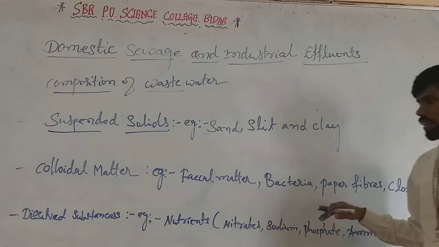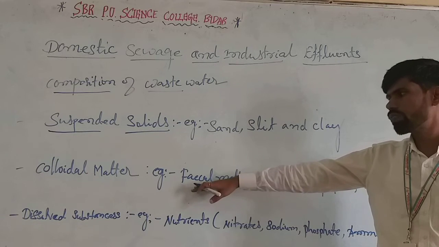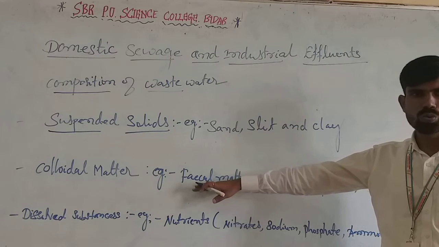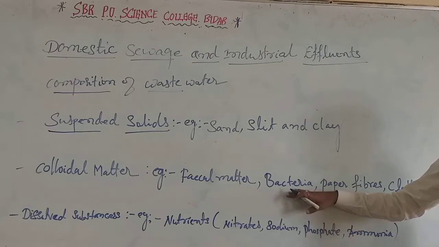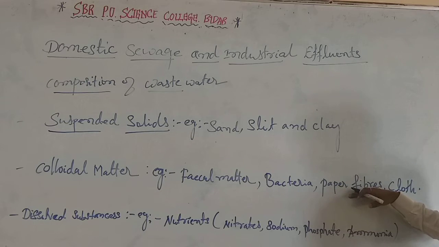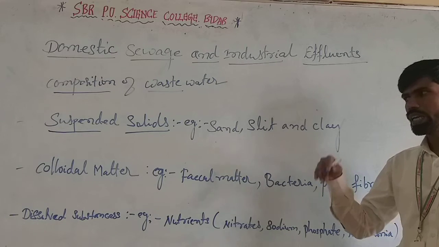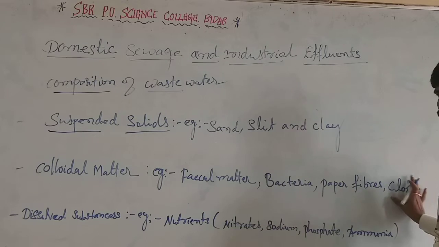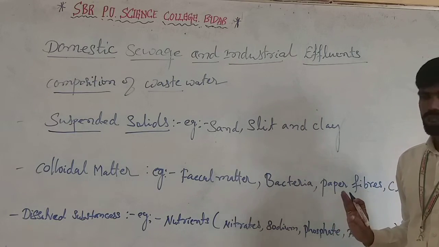Now, from the house, fecal matter. Through the toilets, whatever fecal matter enters the water system goes through drainage, so that is also present in wastewater. Then in the water, you see bacteria also present, and paper fibers, cloth, etc. also mixed with the water. So the water is polluted due to these colloidal matters.